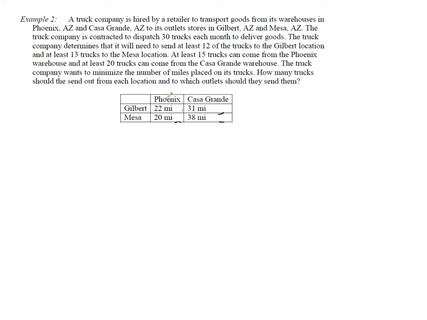So let's let each of these, the number of trips from Phoenix to Gilbert, let's denote that with W. So W equals number of trips from Phoenix to Gilbert. And all the other variables will be similar in nature. So we'll call this X, the number of trips from Casa Grande to Gilbert, Y, and from Casa Grande to Mesa, Z. The truck company determines that it will need to send at least 12 of the trucks to the Gilbert location. Well, if it sends at least 12 trucks to the Gilbert location, that means that there'll be at least 12 trips there total.